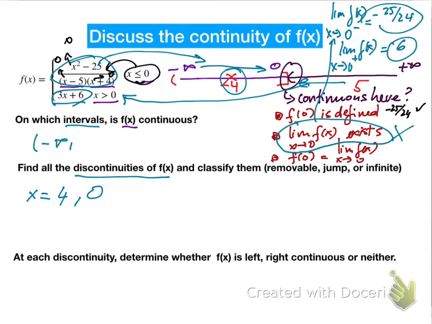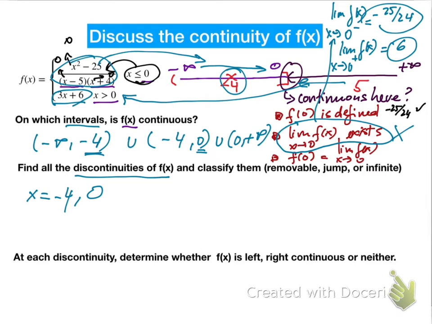Negative infinity to negative 4, union negative 4 to 0, and union 0 to positive infinity. You have to go from smaller to larger values. So these are the three intervals on which the function is continuous. As you can see, we used the discontinuity points to find these intervals.